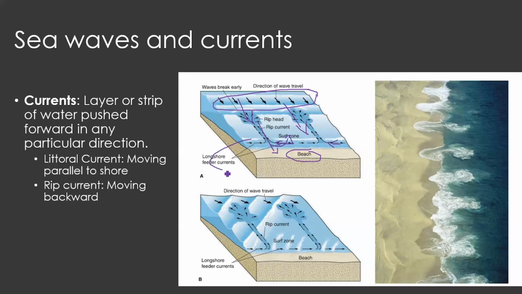This movement is called the longshore current, which is moving parallel to the beach. The water which is moving backward to the sea is called a rip current. So one wave coming towards the beach is divided into two currents: one is the lateral, longshore current and the other is the rip current. One moves parallel to the coast and the other moves backward.